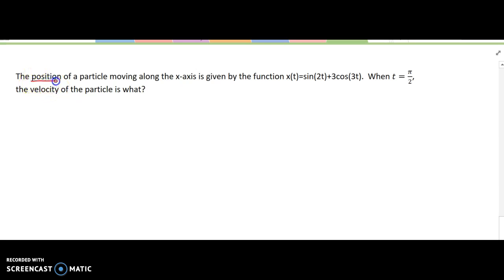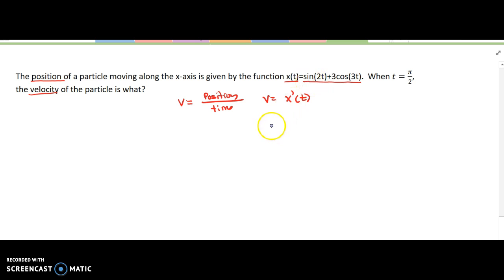In this problem you've been given position x, and you're asked for velocity. When we think about velocity, velocity is equal to position over time. So this is a rate, which also means velocity is the derivative of position. So we just need to take the derivative of this function.